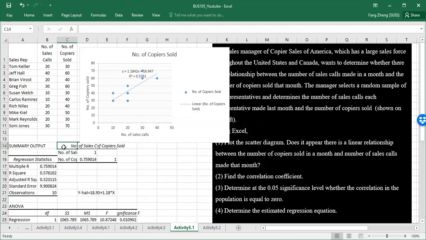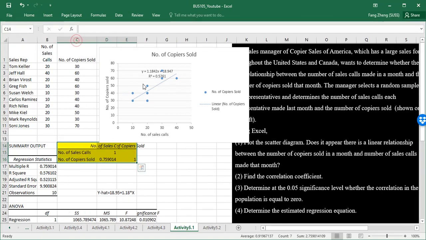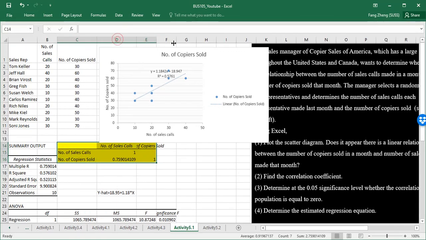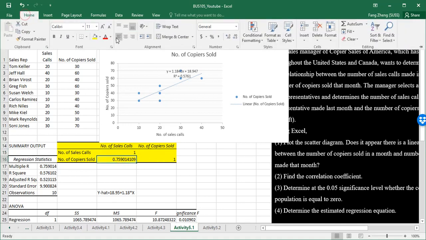Then you can see the results are listed here. The results are presented in a matrix form. And in this matrix form, the correlation coefficient with itself is always 1. So what matters is actually the number here. And from this number, we can answer question 2.